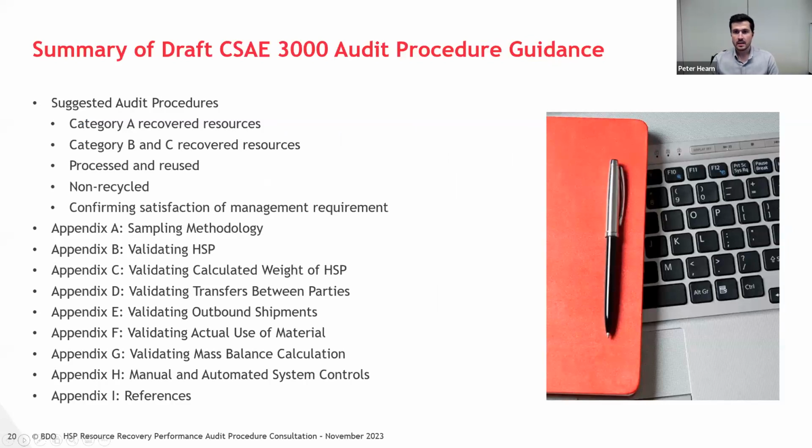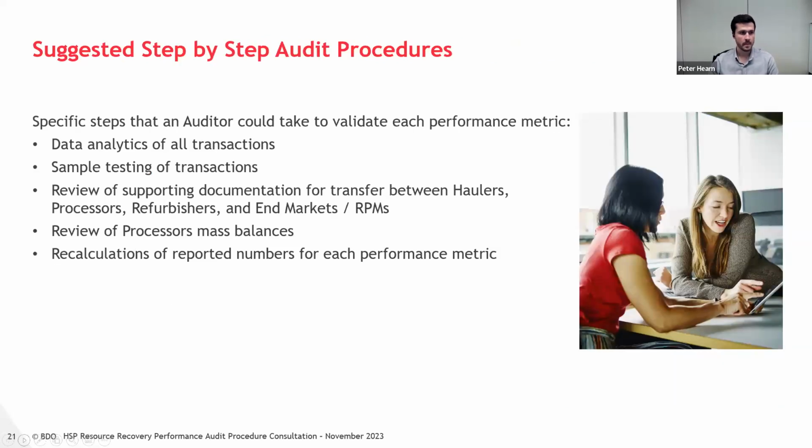Okay, so then the audit procedures themselves. For the CSA 3000 for primary processes, we have the suggested procedures split out by the different reporting requirements within the regulation. So category A recovered resources, category B and C are separate: processing and reuse, non-recycled, and then the confirmation of the management requirement for category A. Then we have various appendices, some of which we'll go into detail in future slides.